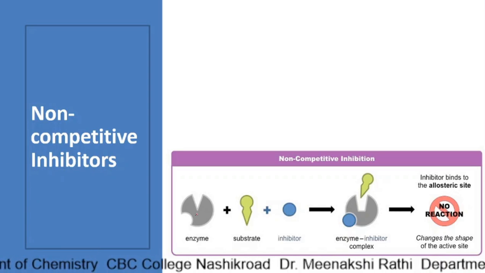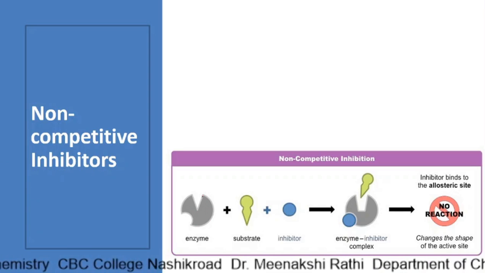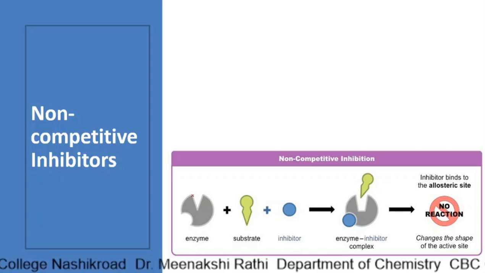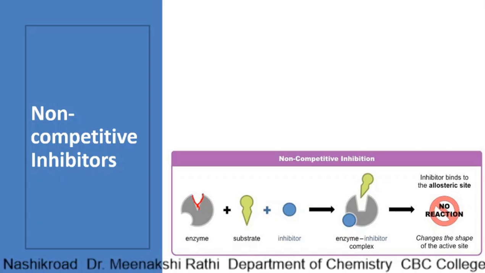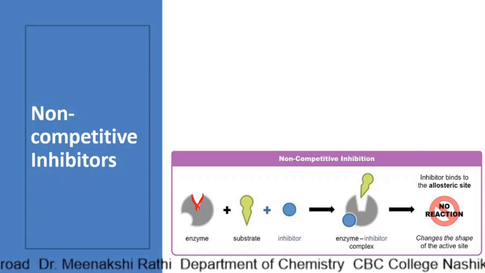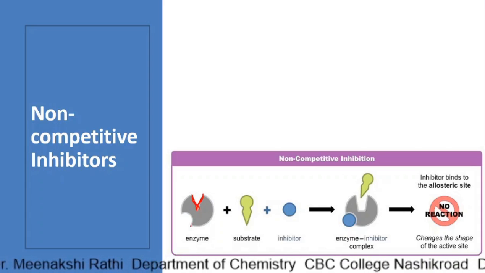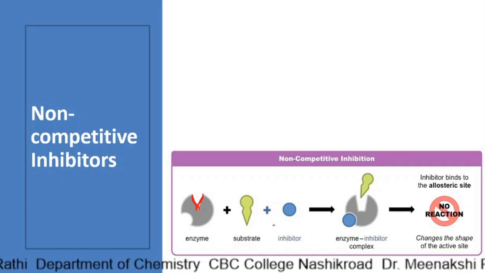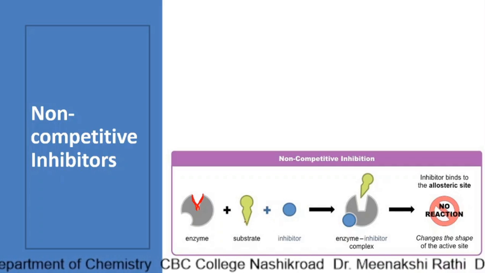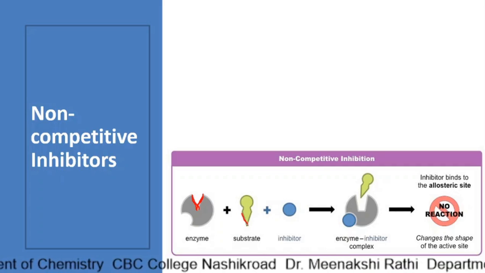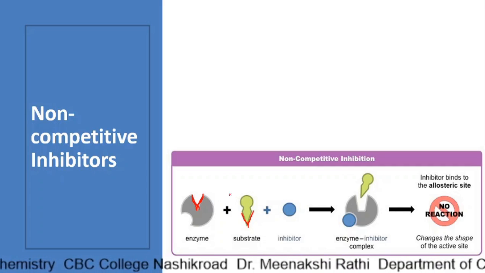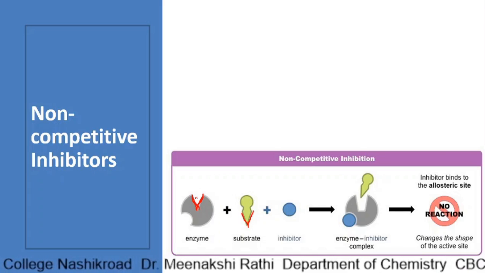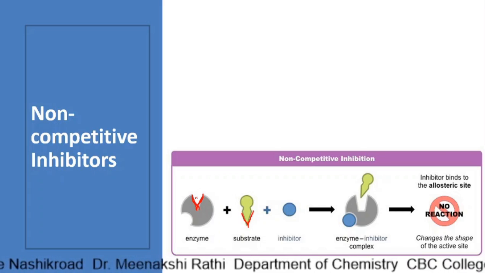Now, here you can see this is the enzyme, and this V shaped part is the active site of the enzyme. Now this is the substrate molecule, which also has this triangular part, and it can easily fit into the active site of the enzyme and form the enzyme substrate complex.